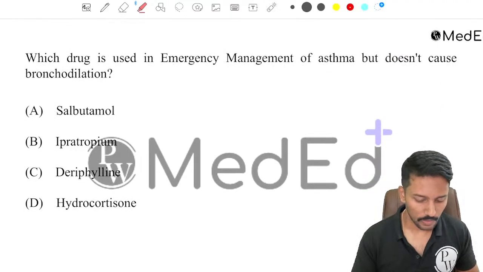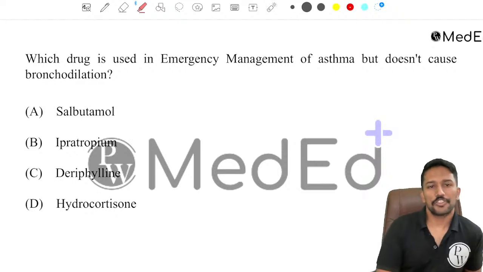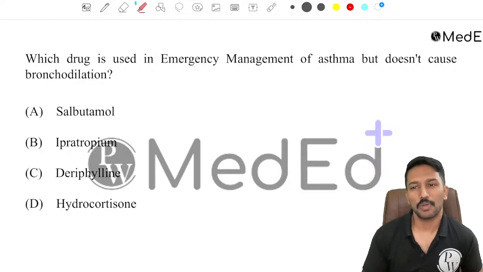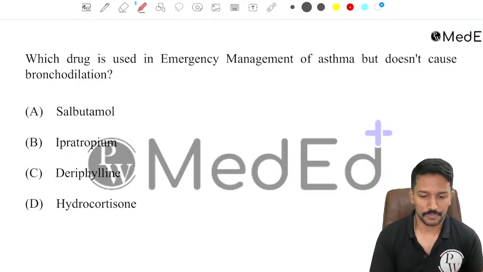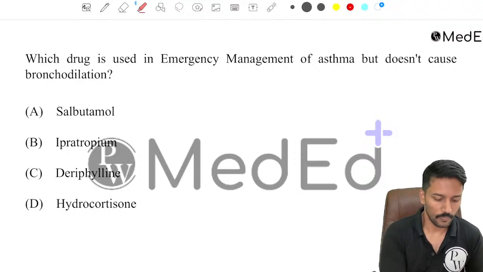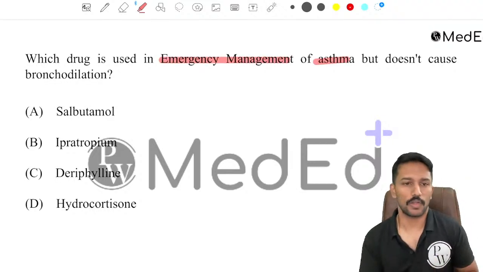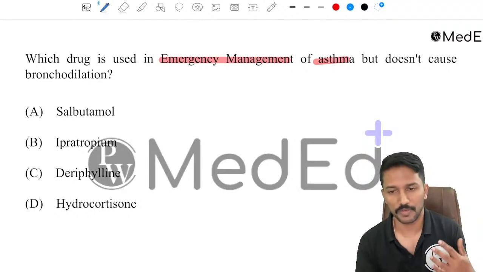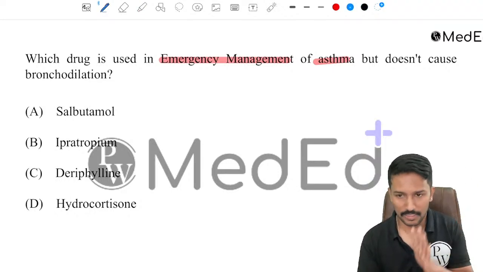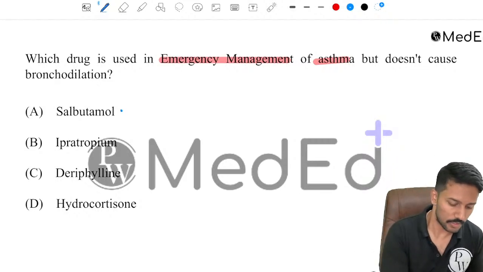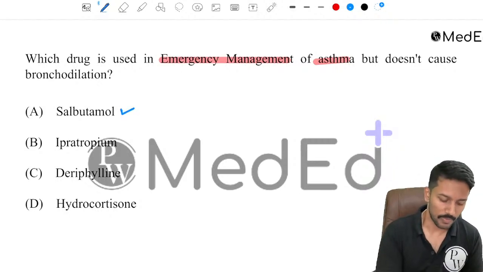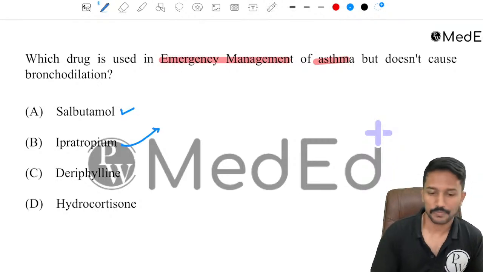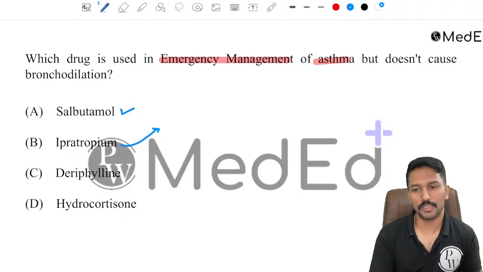Okay. Now one question. Which drug is used in emergency management of asthma but does not cause bronchodilation? We do use it in emergency management of asthma, but it is not a bronchodilator. Okay. Salbutamol. Yes, obviously we use it. It is the go-to drug when it comes to bronchodilation. Is it a bronchodilator? Yes, it is the main bronchodilator used in asthma. Okay. Ipratropium. What is it?